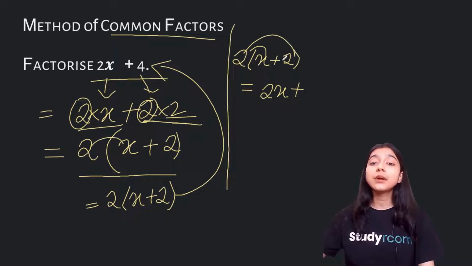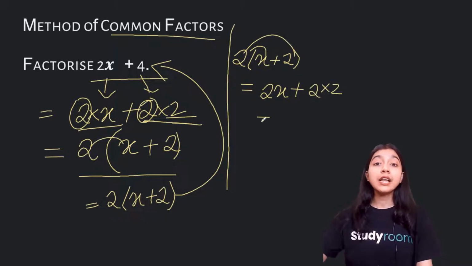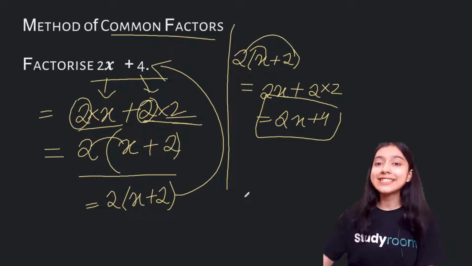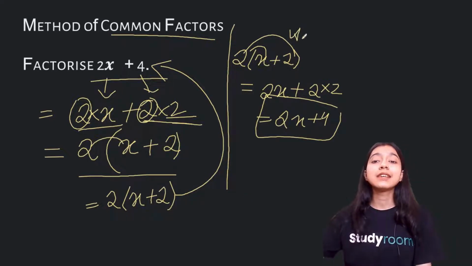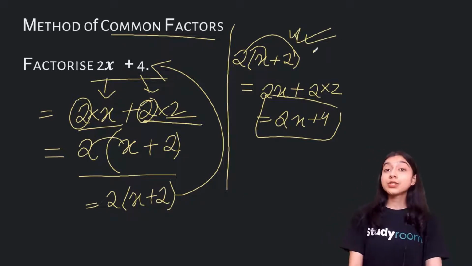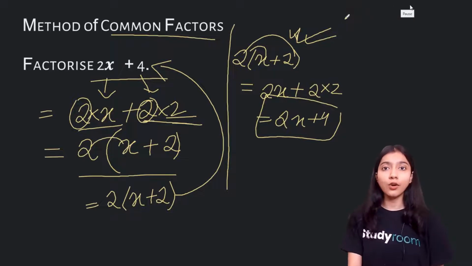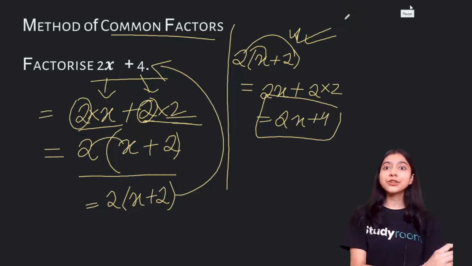Again, we have 2 multiplied with the second term, that is 2, which gives me 2 multiplied with 2. I'll be left with 2x plus 4. Isn't this the question that was given to me? Yes, it is. So my answer is correct. So this is the way in which you can check whether the factorization you have done is correct or not. Just go back, go the reverse process, you'll get the question.